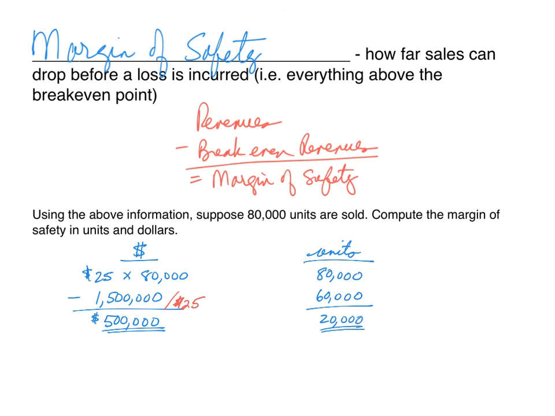So sales would have to drop by 20,000 units from what they currently are before we would begin to incur a loss. So a couple other ways you could actually find this one number of 20,000. You could also take the $500,000 of your margin of safety in dollars and divide that by the $25. That would also give you the 20,000 rather quickly if you wanted to do it that way.